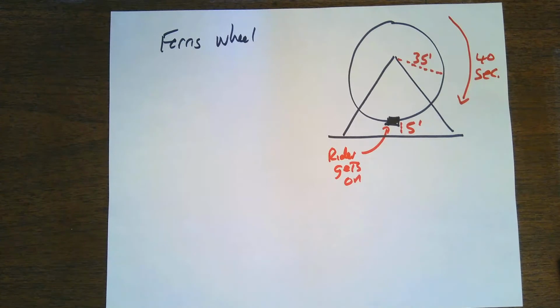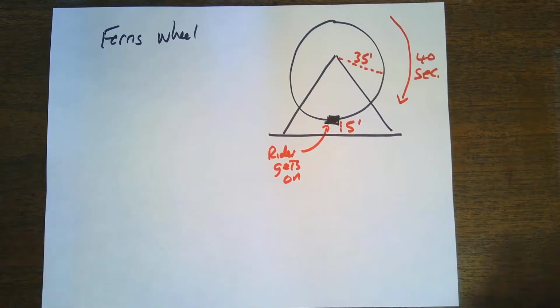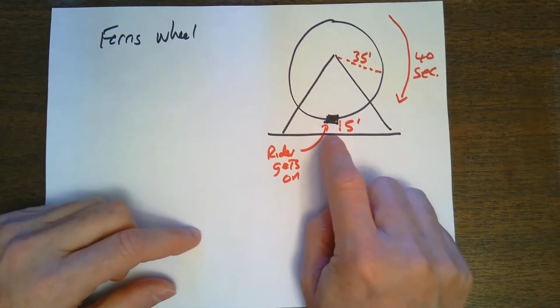We're going to use that information to create a model of this Ferris wheel. And then we can ask questions like, how high is the rider after 1 minute, or where is the rider, or when is the rider 10 feet for the 4th time, and all sorts of other questions about this. First question I want to ask myself is, am I going to use sine or cosine here?